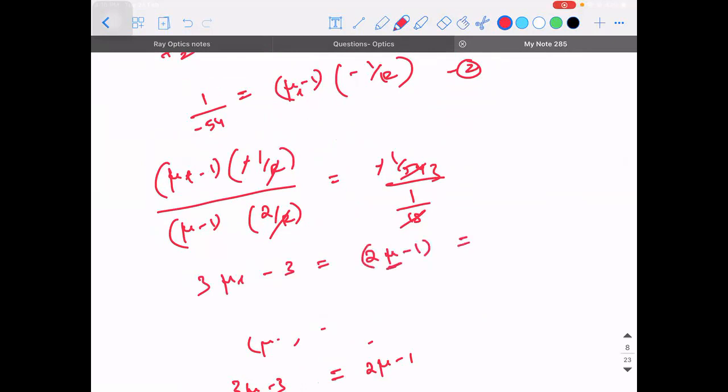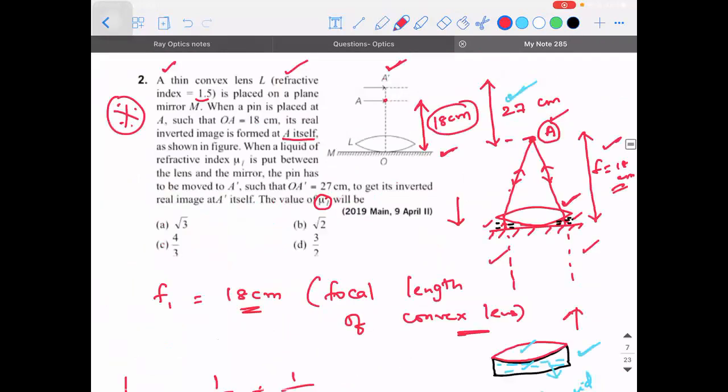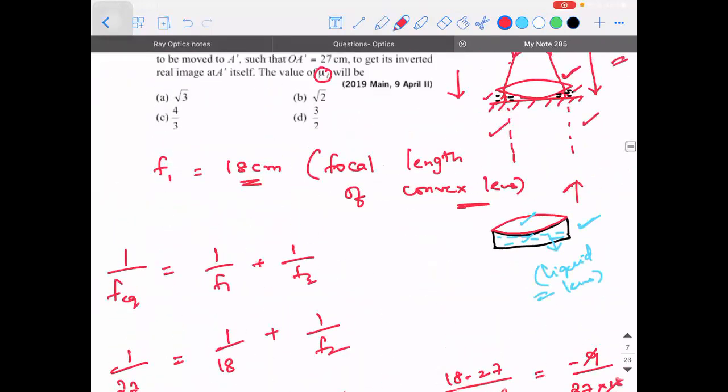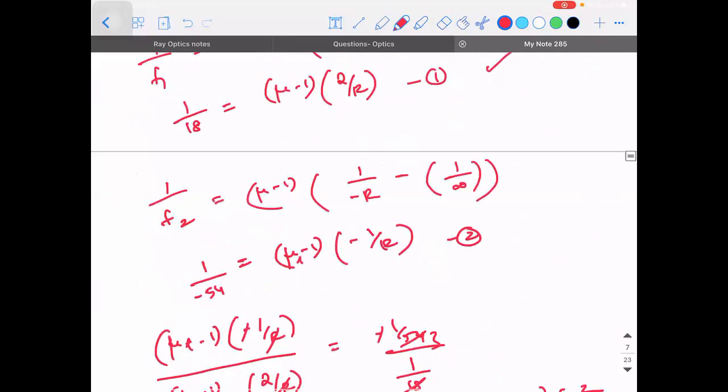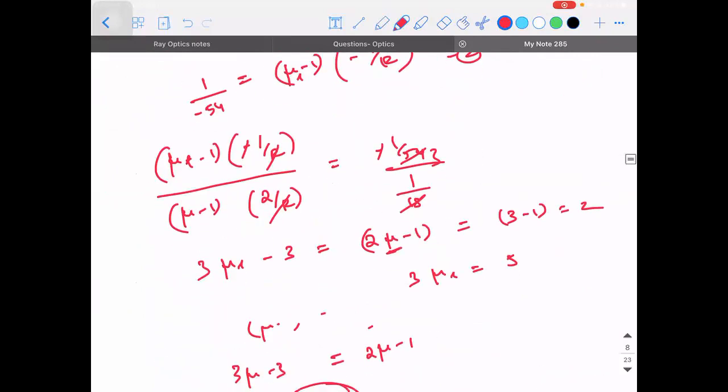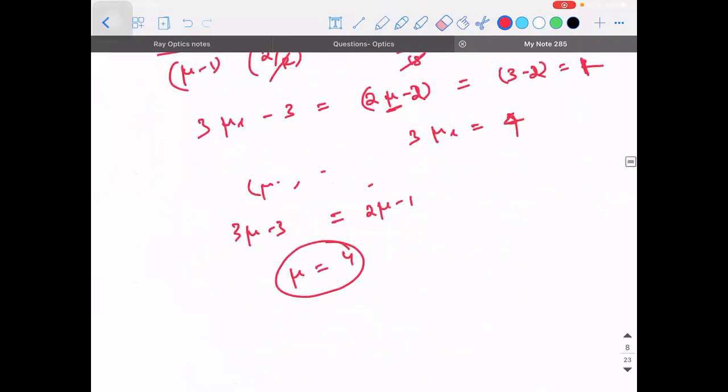But mu is given as 1.5. So 3 minus 1, that is 2. I think it should be 4 by 3. Two mu minus 2. It is 1. 1 plus 3, 4. 4 divided by 3 is the answer.